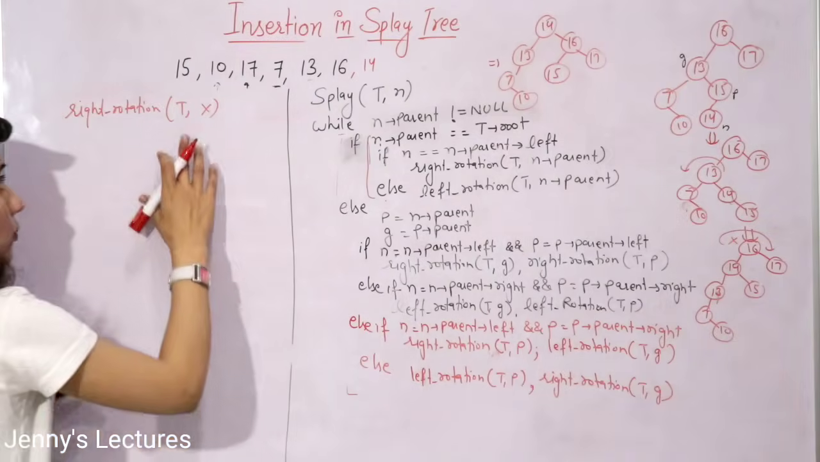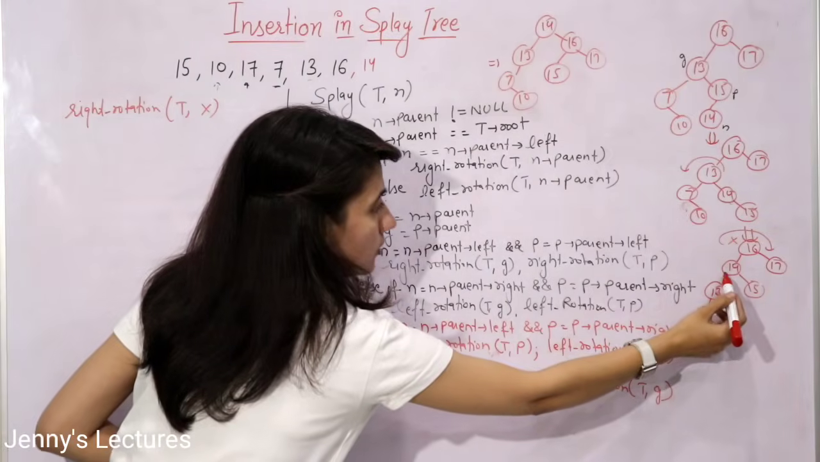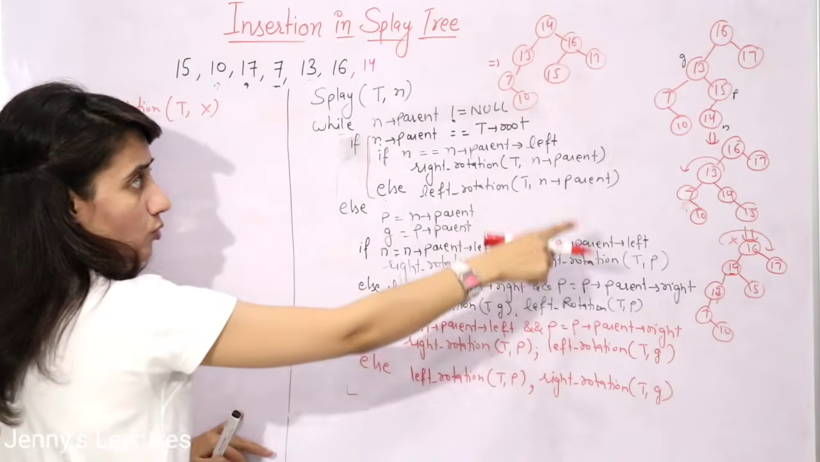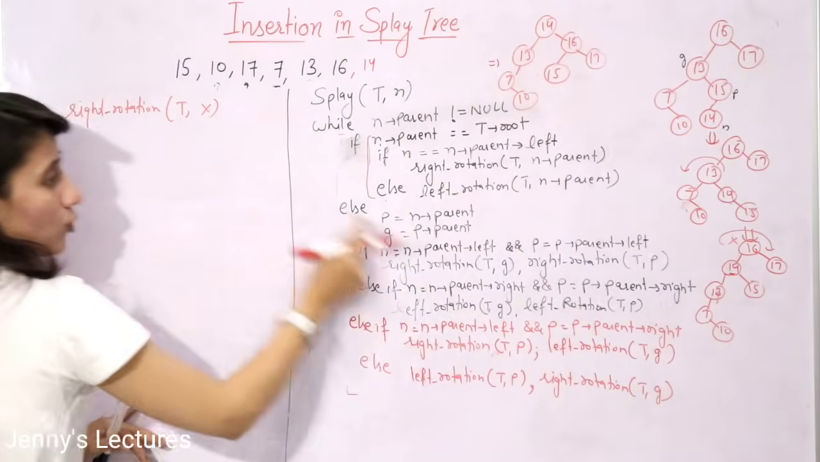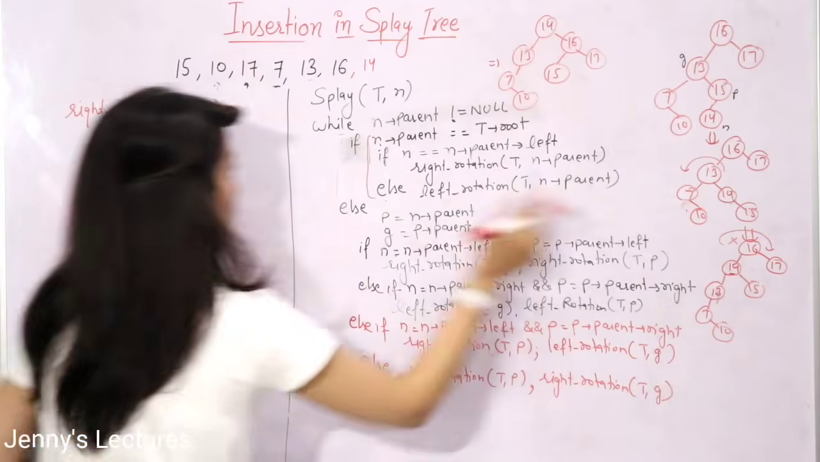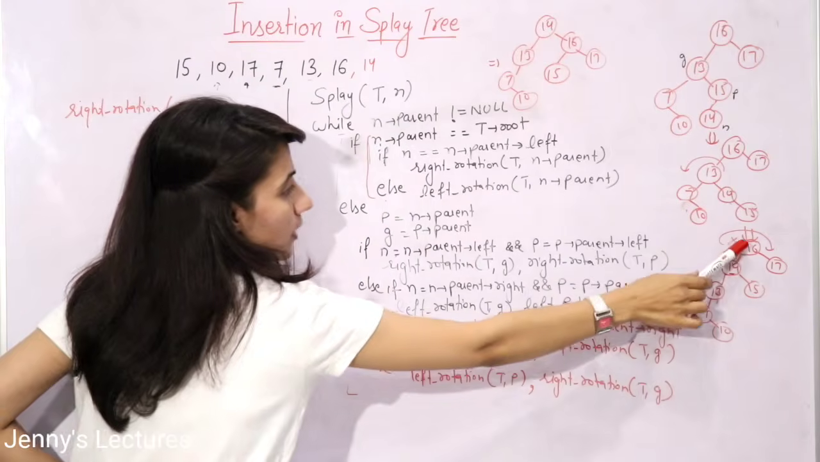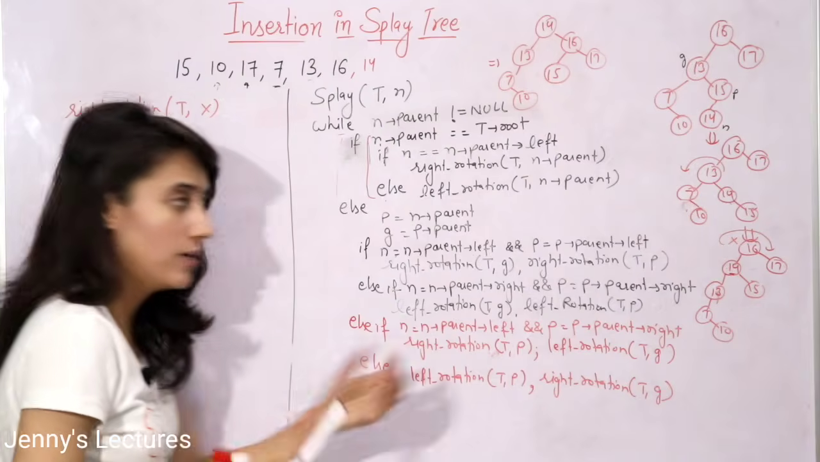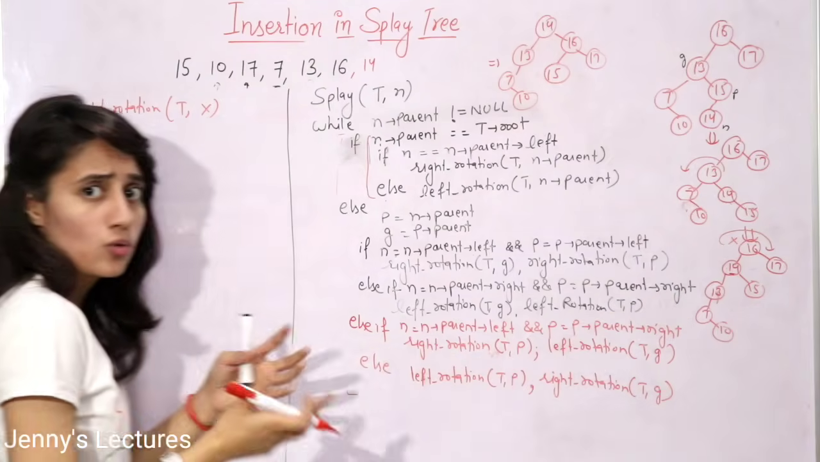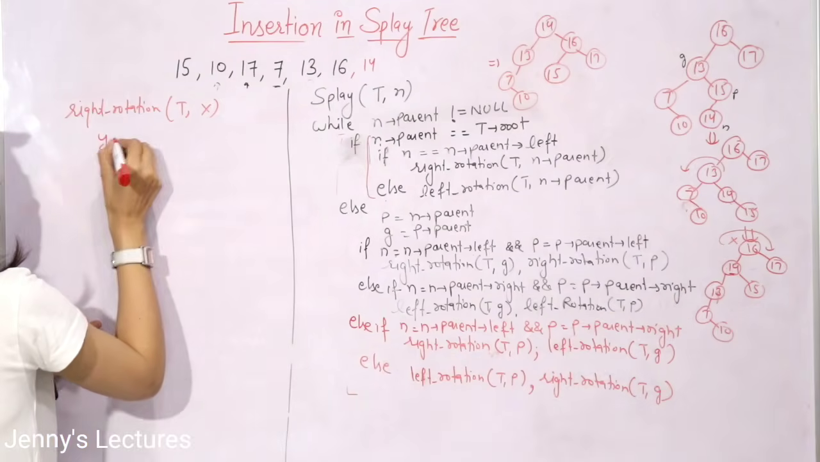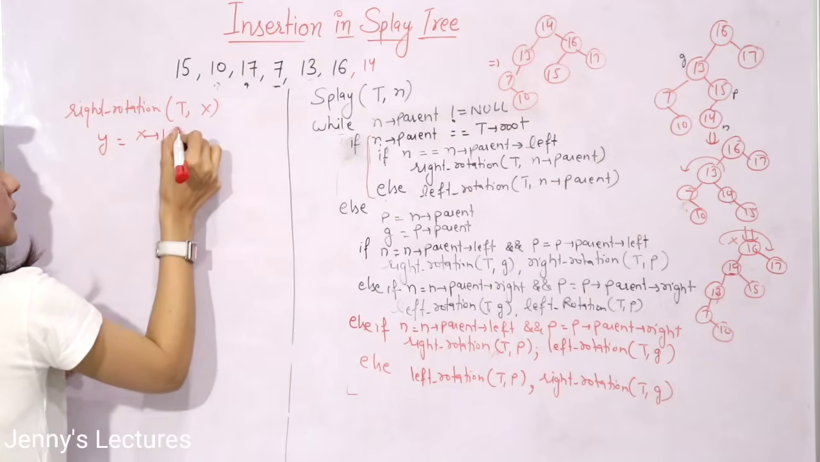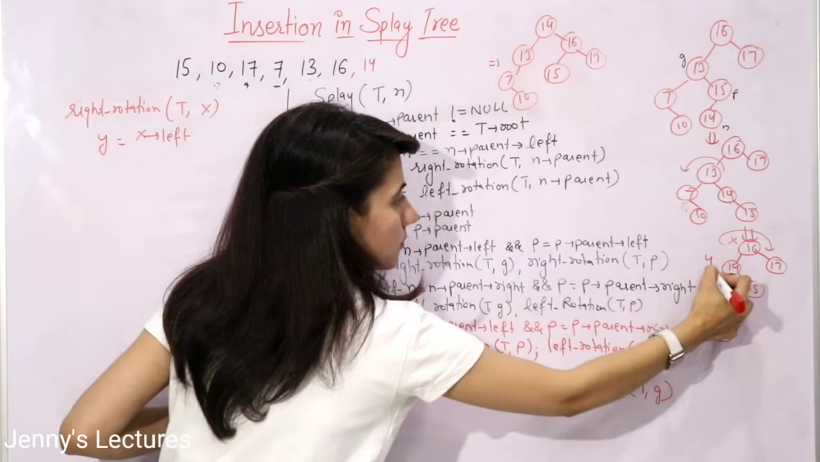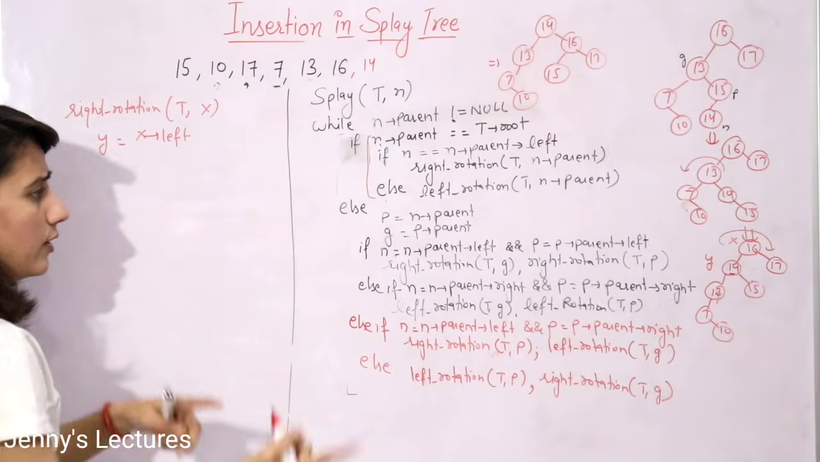Fine. Now this is x, right? Now what you will do, I am taking this also because this is n. This 14 I want to make the root node, so we have to store the address of this also. So now this is x of left. X of left is the address of this 14, so you can store that in another variable, that is y. Y is equal to x of left. So y is a pointer variable which now contains the address of 14.